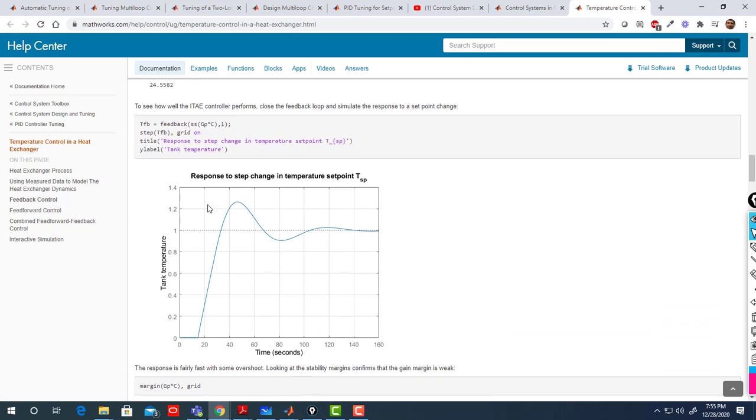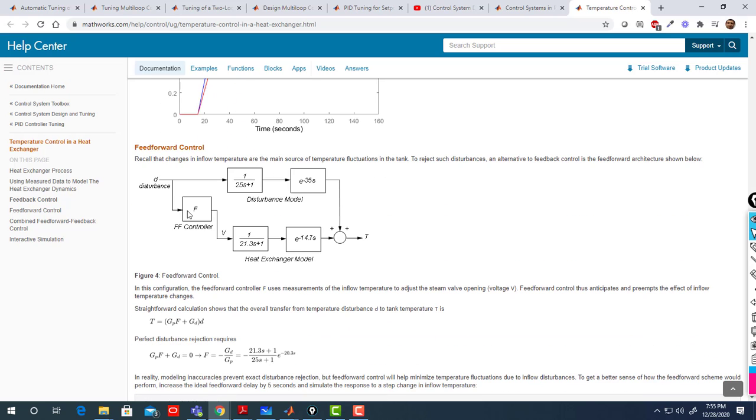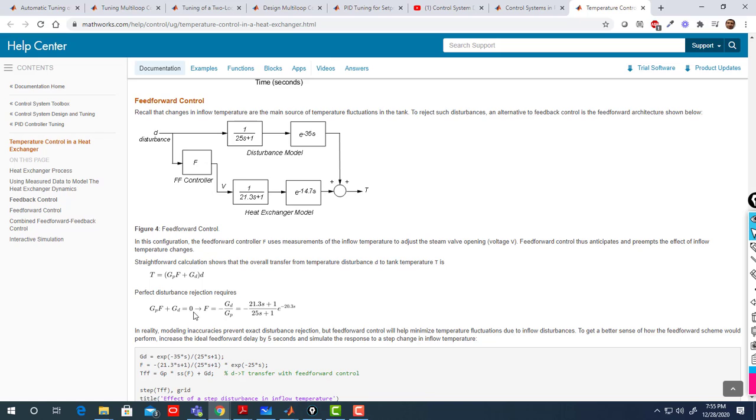Okay, here they did first a comparison in case of feed-forward controller only. Well, here they demonstrated to you perfect disturbance rejection, F equal minus GD over GP. You know GD, and you know GP, then overall you get this transfer function. So then this will be F.